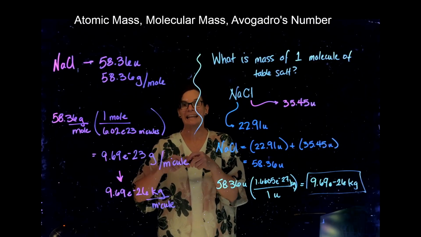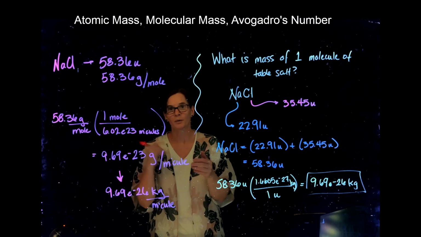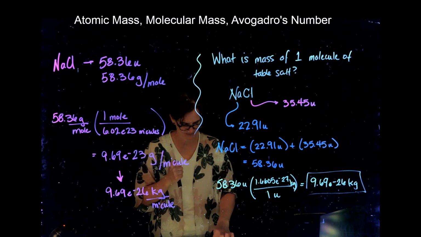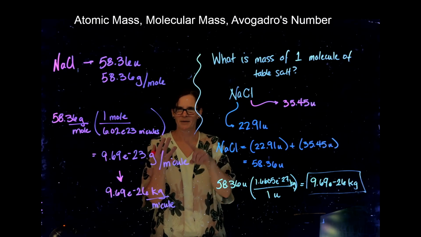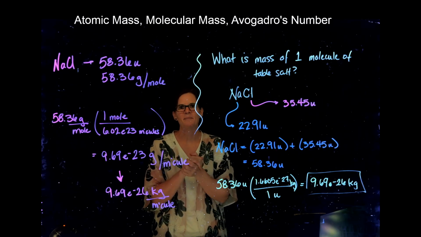So we can use either process when we're trying to determine the mass of a molecule or an atom, whatever it is that we're particularly dealing with. All right, so different ways to think about atomic mass, molecular mass, and then this introduction to Avogadro's number. Good job.